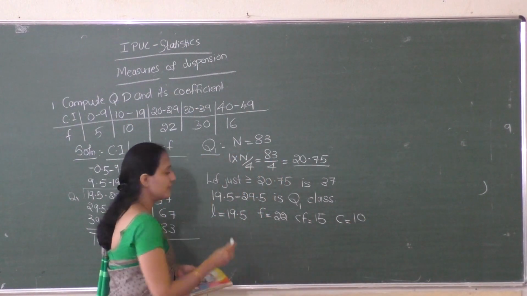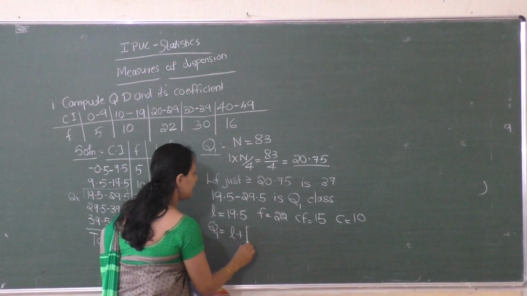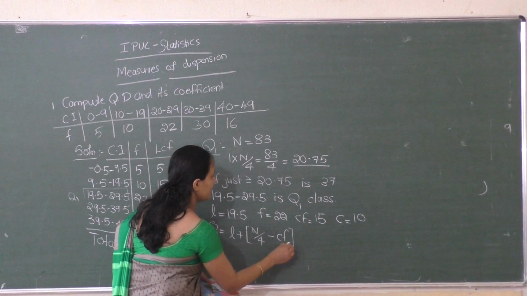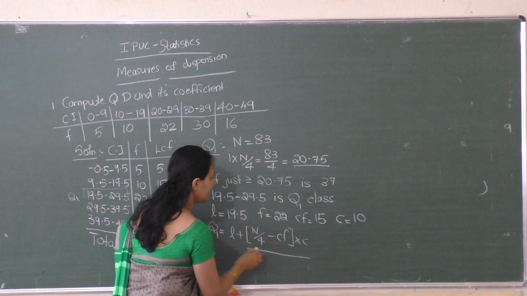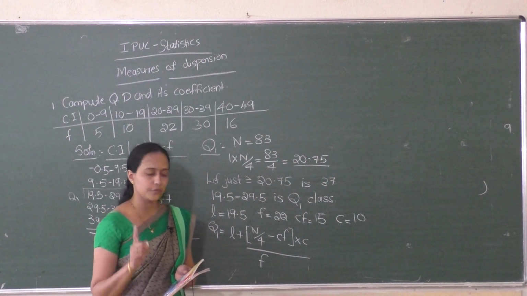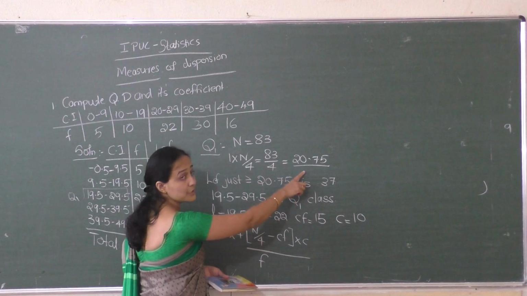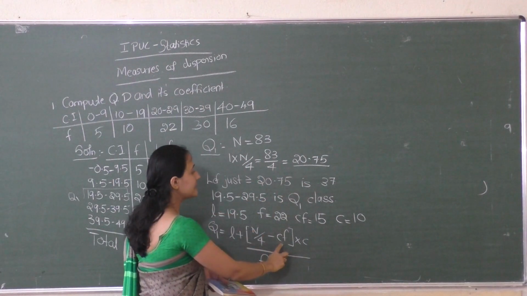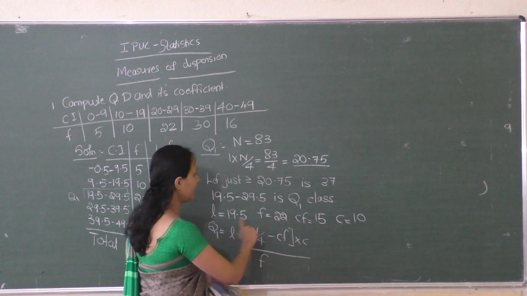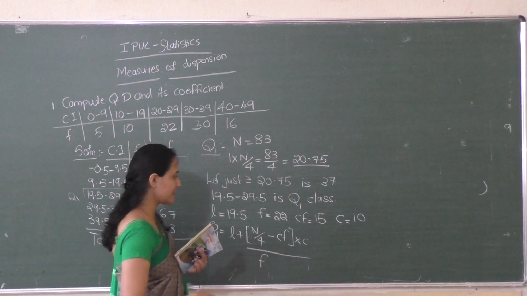Next apply the formula. Q1 equals L plus (1 into N by 4 minus CF) into C divided by F. L means lower limit of Q1 class. N by 4 we found here. 1 into N by 4 is 20.75. CF means 15. C means 10. F means 22. Correct? What is the answer? You can substitute the values.